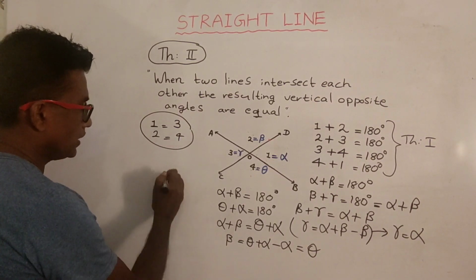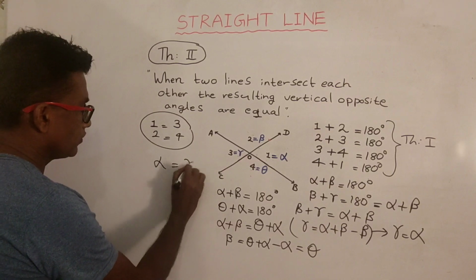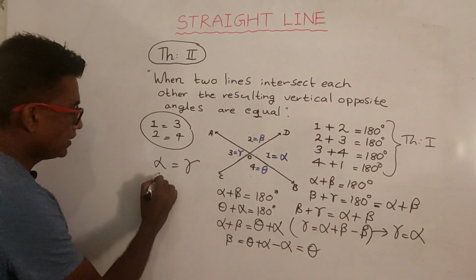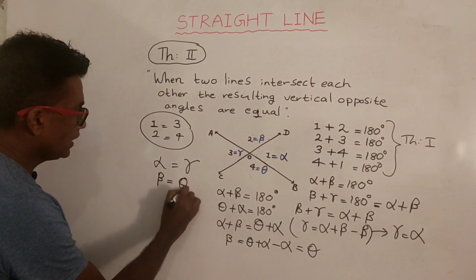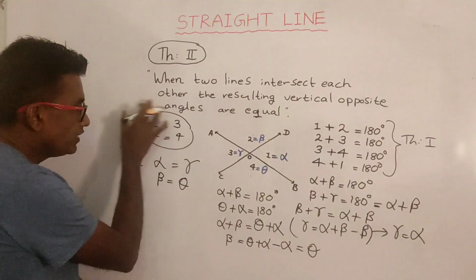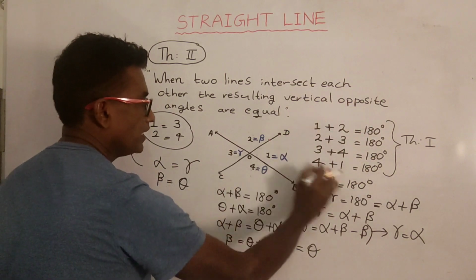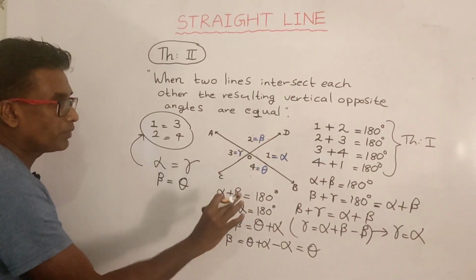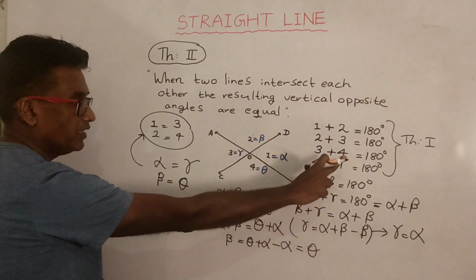So the final conclusion is alpha is equal to gamma and beta is equal to theta. So we have derived this conclusion from theorem 1. That is why I call the second theorem a direct offspring of the first theorem.